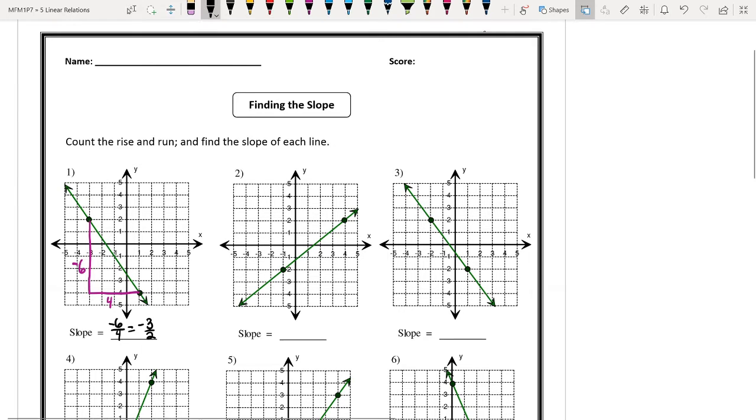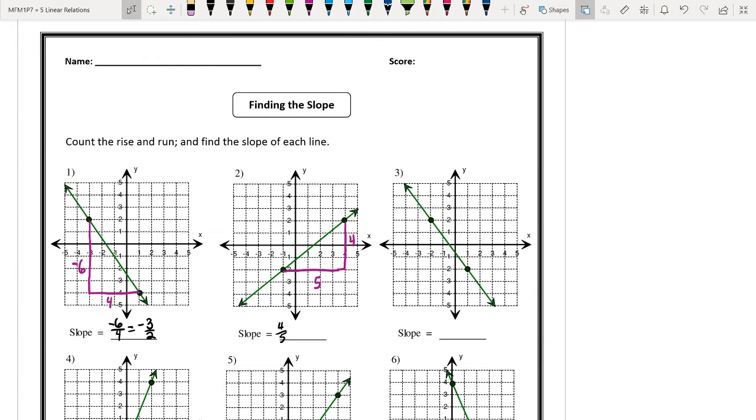Let's do another example here. If I'm doing number 2, I'm going from -1 to +4. That's a run of 5. And I'm going from -2 to +2. That's a rise of 4. And so that gives me a slope of 4/5. If you notice, I went forward 5 and up 4, and therefore the slope is positive. I would know that the slope is positive just by looking at the line, because it goes up to the right.